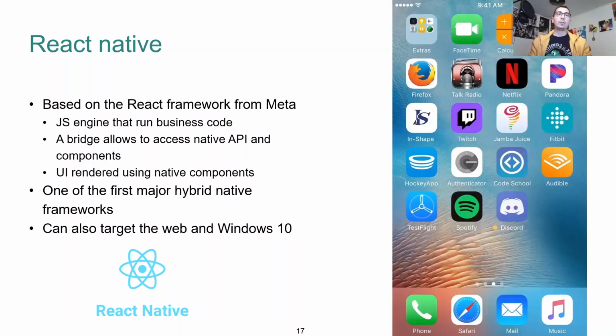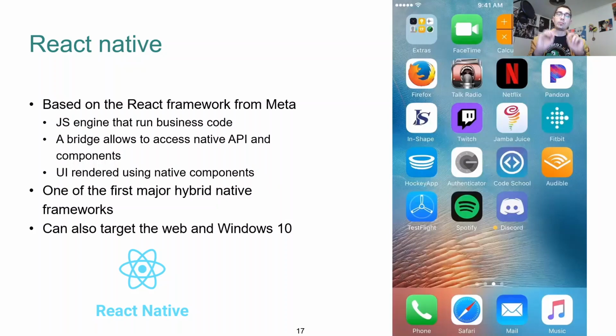So React Native, which is one of the oldest, but also one of the most famous ones. It's based on the React framework with regard to the philosophy and the way to architect the application. But it has a very interesting concept when run with React Native for mobile development. There is a JavaScript engine that runs the business code. So it means that you have some kind of hidden web view in your application, and this hidden web view runs your application through the JavaScript engine.